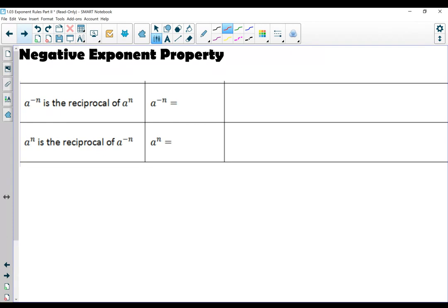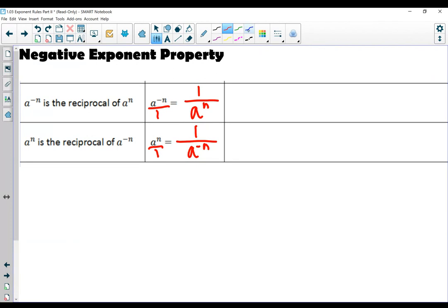The negative exponent property says that if I have a negative exponent, then I basically just take a reciprocal. So a to the negative n power is 1 over a to the nth. If I have a positive a to the nth power, I can make that 1 over a to the negative nth. So basically, if we have something that's a negative exponent in my denominator, I move it up to a numerator. If it's in a numerator, I move it to my denominator.